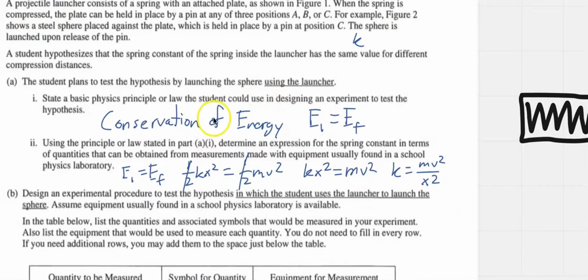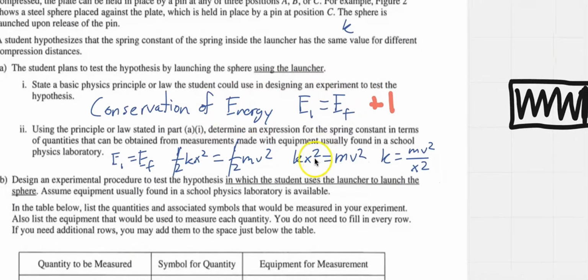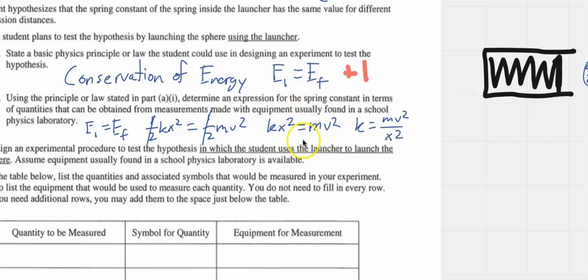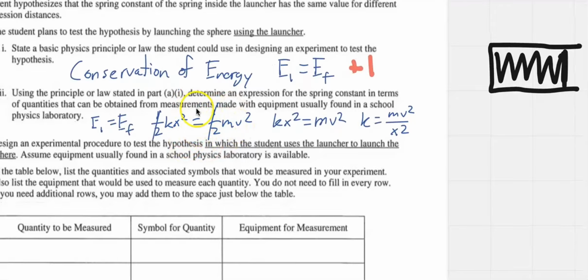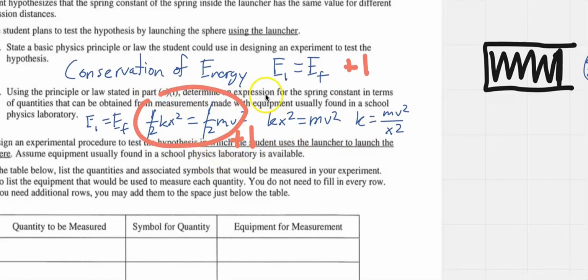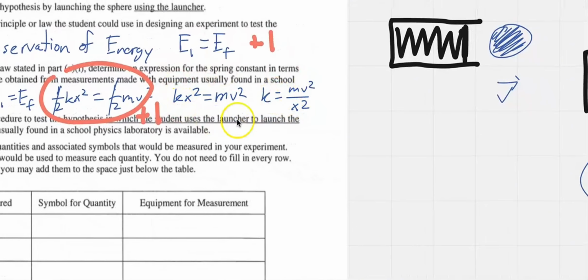So you get 1 point for using conservation of energy. You get another point for simply using an equation that has K and the measured quantity. So something like this here. This would also get you another point. And then finally, if you correctly solved for K, that would also result in another point.